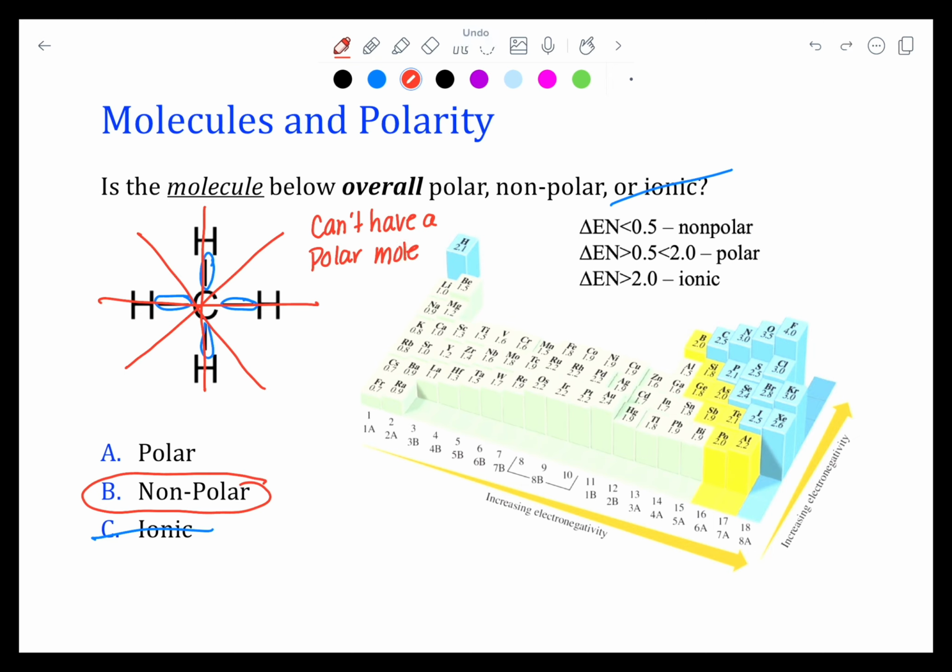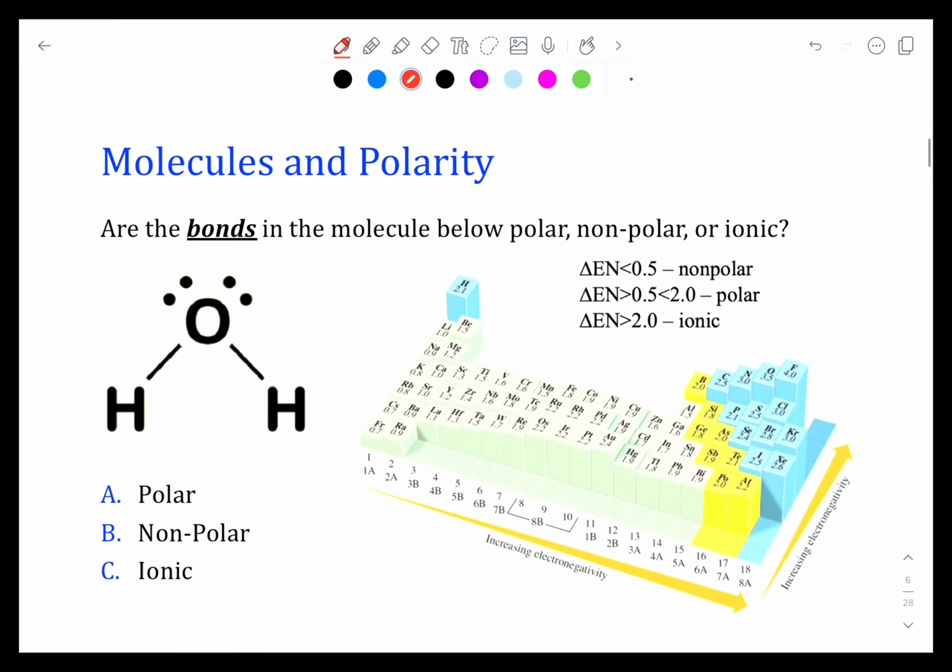Oops, I spelled molecule wrong. Okay, so because all of my bonds are nonpolar, the molecule overall is nonpolar. It's also very symmetric, suggesting that it's also nonpolar. Okay, let's look at our next one.